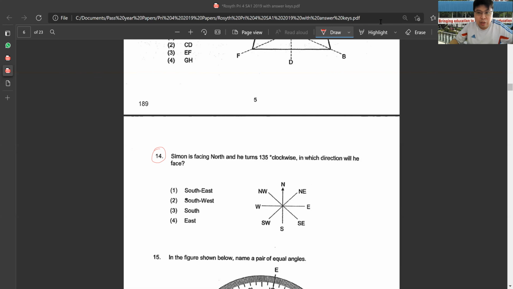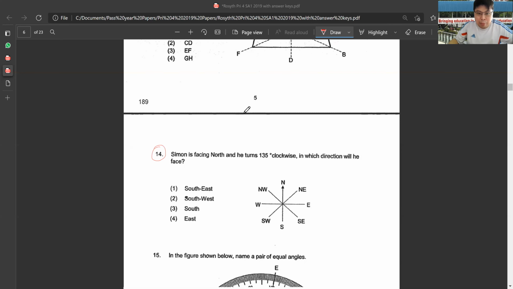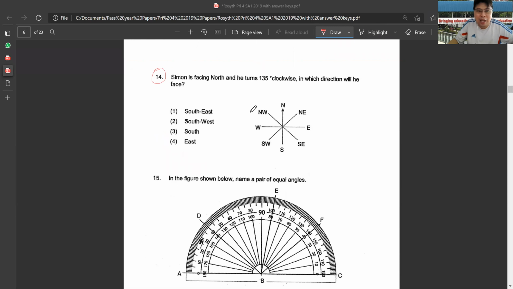Okay, question 14. Well, let me see, am I doing the recording properly? Yes, I am. Sometimes I press record already, never record. I don't know. Have to make sure it's properly recorded.